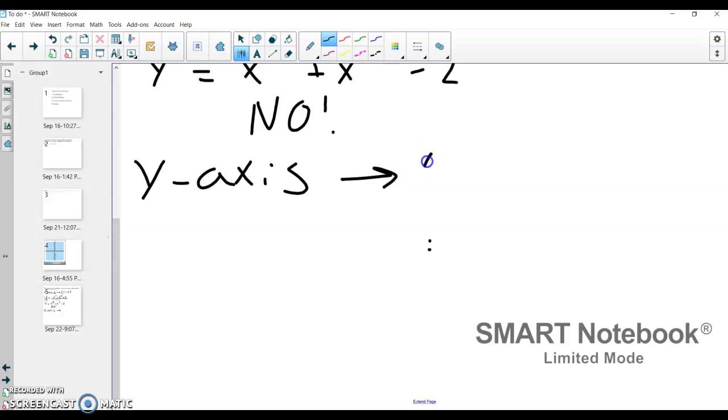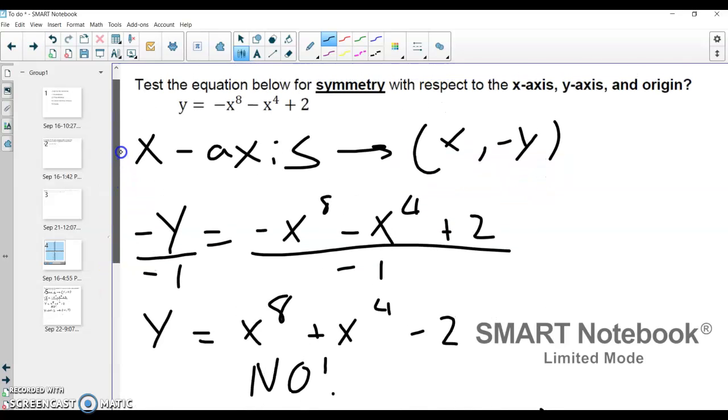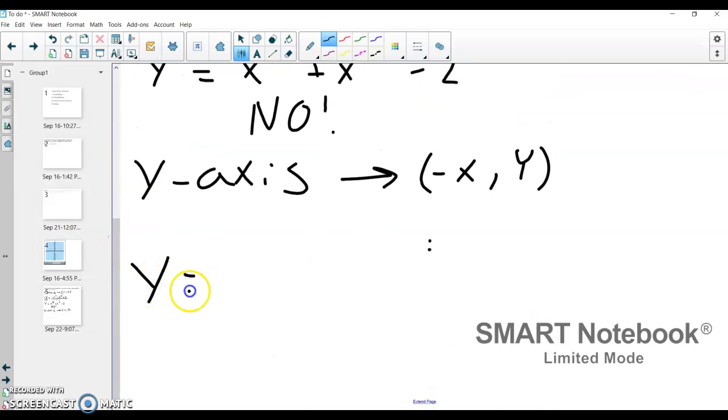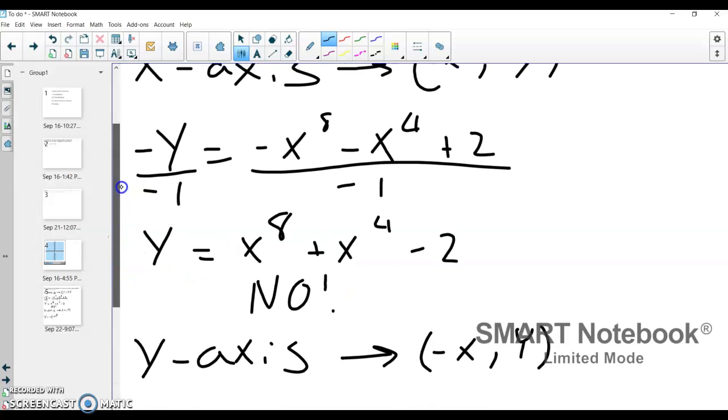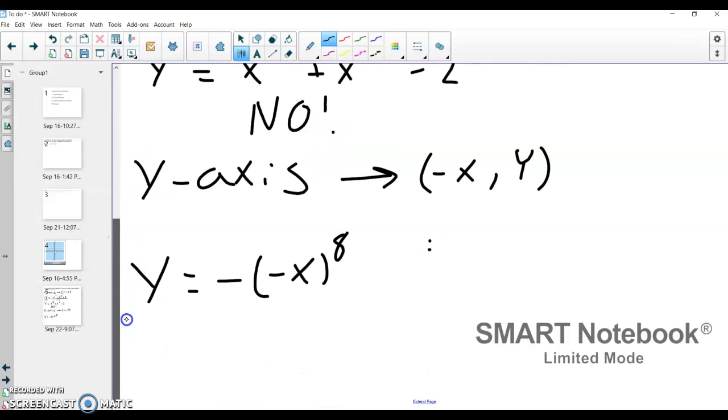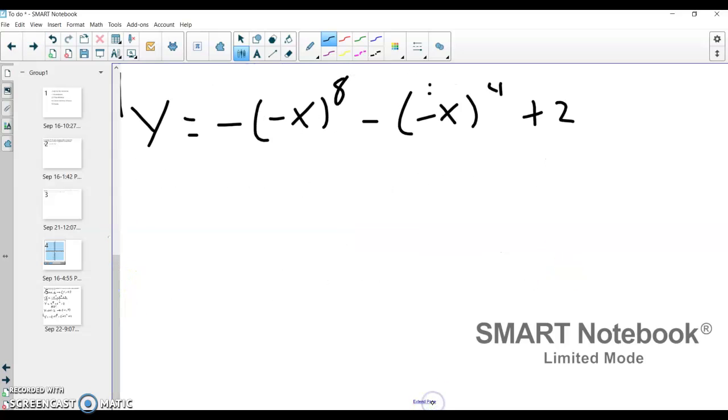For y-axis symmetry, this is where we use a negative x but keep the y positive. And so this becomes y equals a negative x to the 8th. So you can see the negative stays on the outside, and I'm replacing x with the negative x. And then I do minus negative x to the 4th, and then the last one is plus 2. Well, y is y, minus stays on the outside, negative x to the 8th.